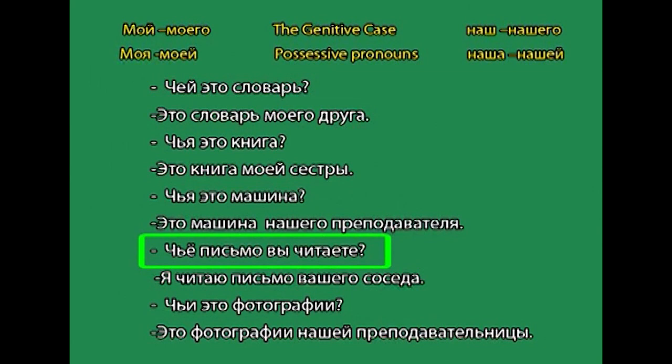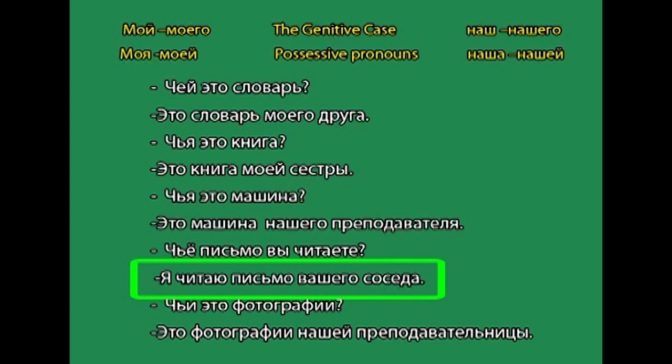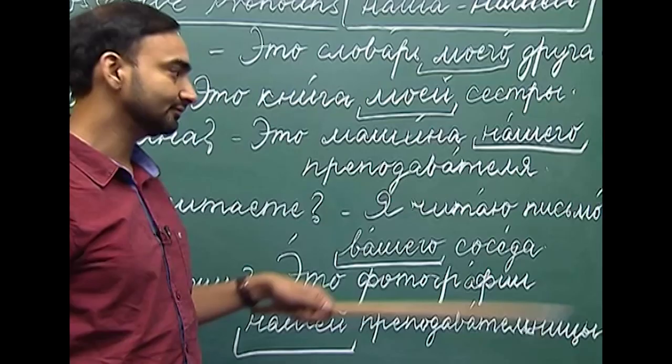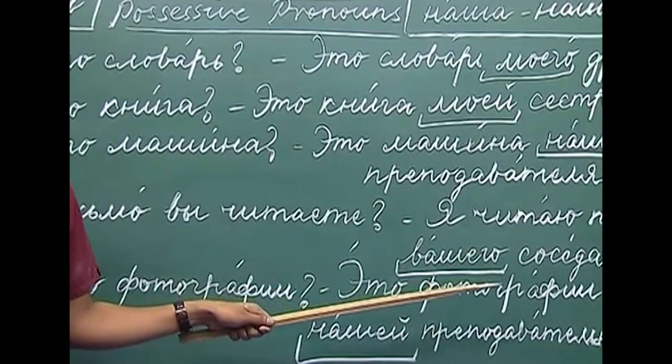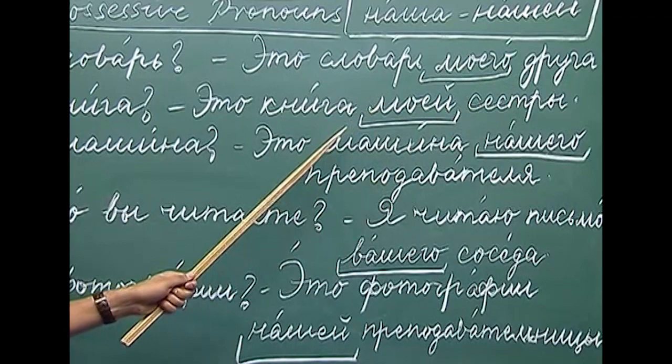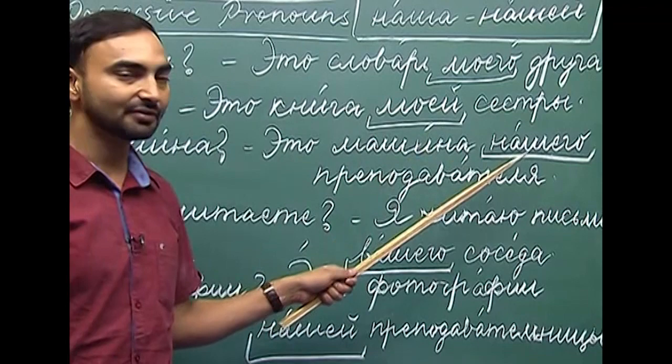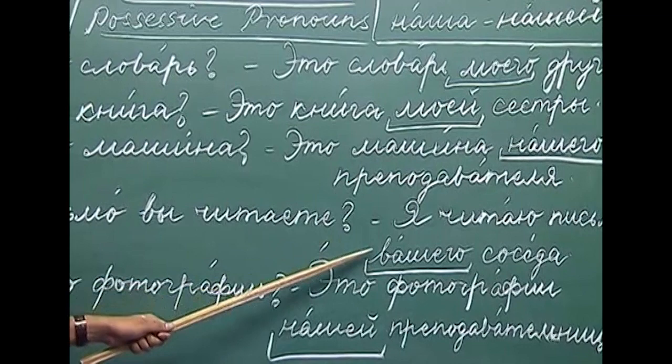Next question. Чьё письмо вы читаете? Whose letter are you reading? So here, how will you answer? Я читаю письмо вашего соседа. Вашего соседа, neighbor's. I'm reading your neighbor's letter. So here, ваш has become вашего. Мой has become моего in masculine. Моей in feminine. Similarly, наш has become нашего with masculine. And ваш has become вашего in masculine.